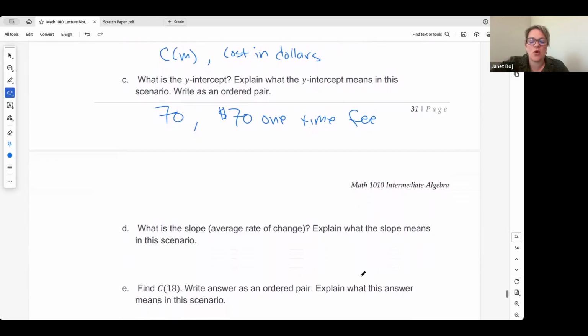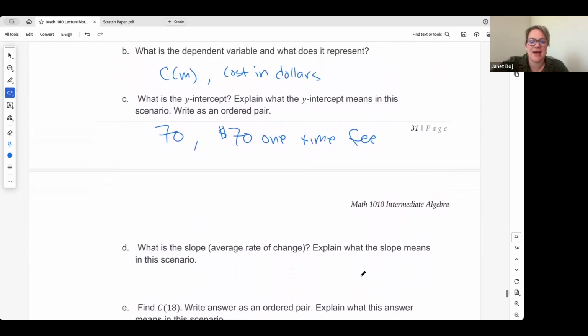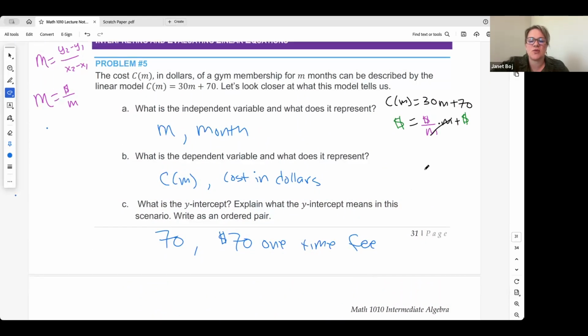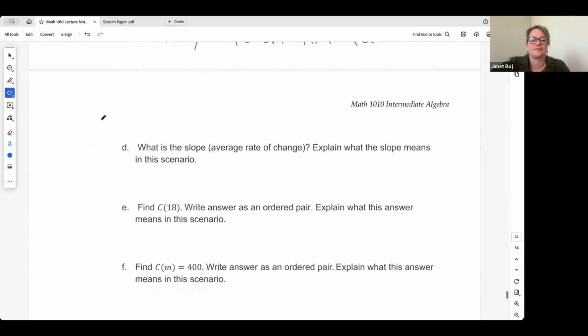What is the slope or the rate of change, and what does that mean? We can see that the slope is 30, and that means we'll be paying $30 per month, each month, every month.